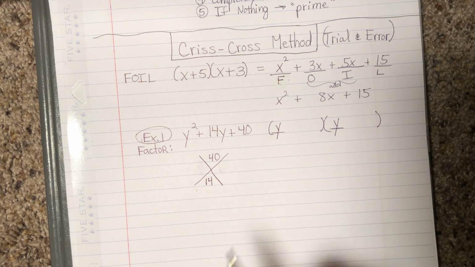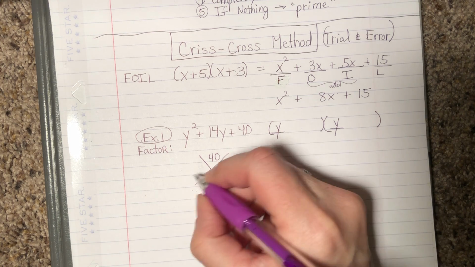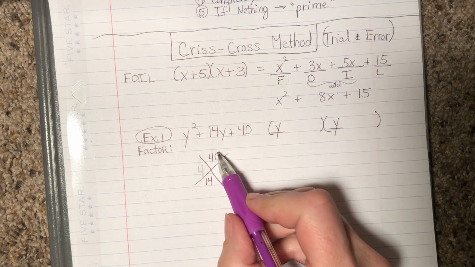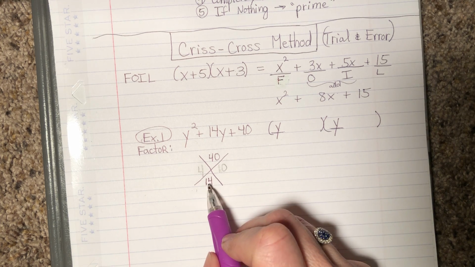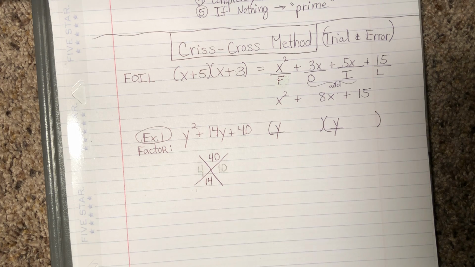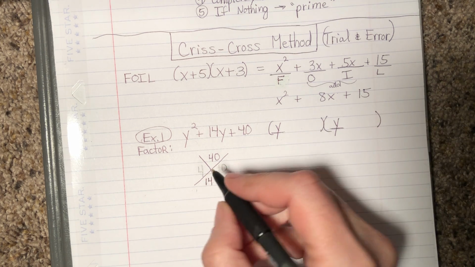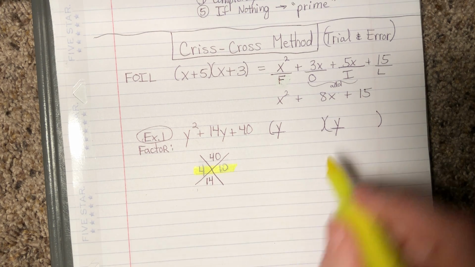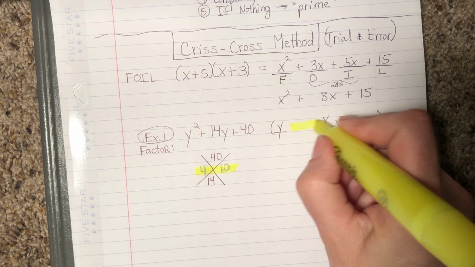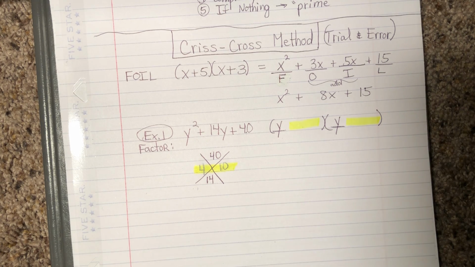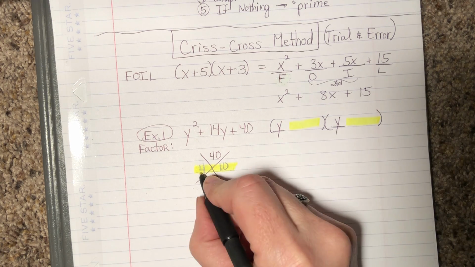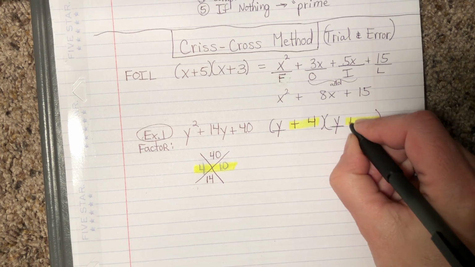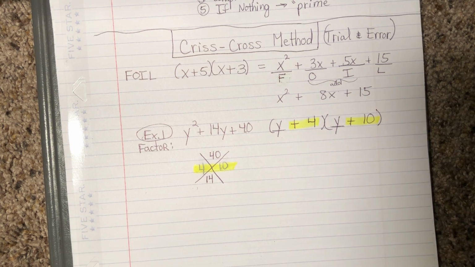Okay, so what else could multiply to 40? Well, 4 and 10 multiplies to 40, and 4 plus 10 adds to 14. So these two numbers here, these guys, are going to go here. And it's positive 4, positive 10. So plus 4 plus 10.